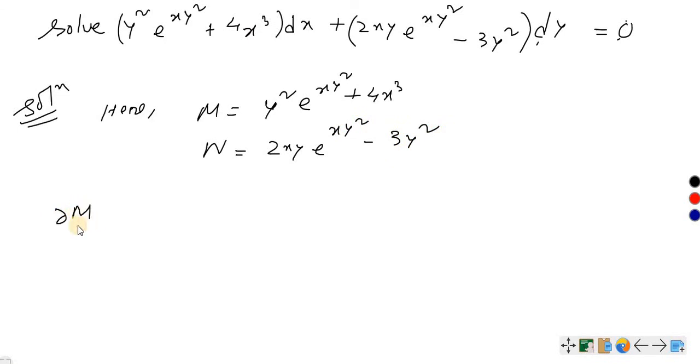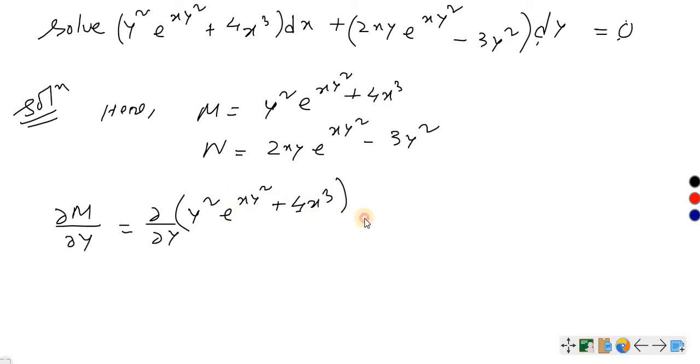Then we will be taking the partial derivative of M with respect to y. So when you take this, y will remain constant. Let me first write the function, that is y square e to the power xy square plus 4x cube. So here our x will remain constant. So this will be equal to y square, partial derivative with respect to y, e to the power xy square.